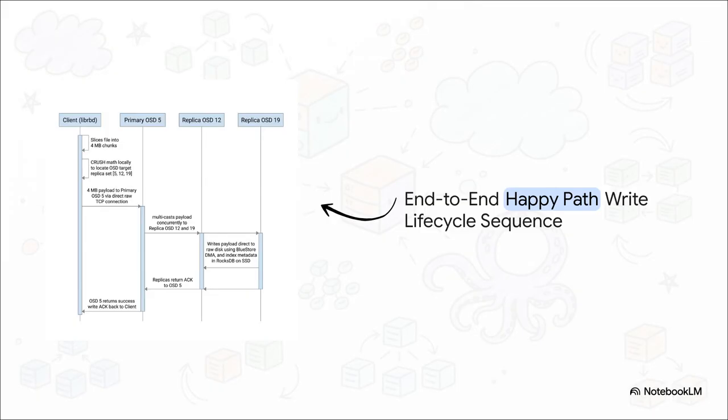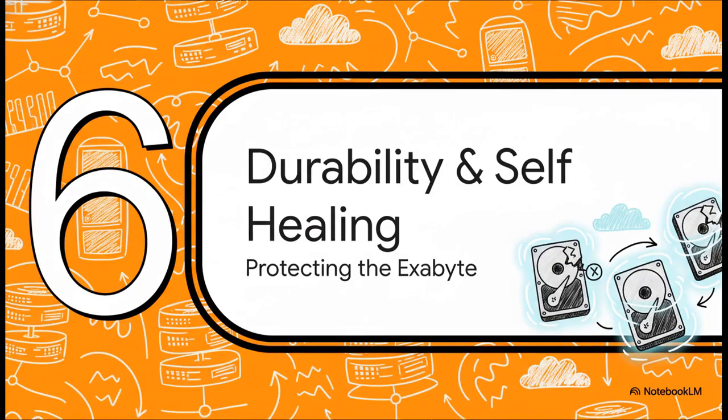To really lock in that end-to-end flow, keep in mind that the client runs the CRUSH math totally locally. There's no monitor lookup required at all. It targets its primary OSD and sends the payload via a direct raw TCP connection. The primary OSD then takes over the replication, multicasting to its replica OSDs. They write directly to raw disk, index in RocksDB, and return an acknowledgement. Once the primary gets the ACKs from the replicas, it confirms success back to the client. The control plane monitors are completely bypassed during this entire data transfer. It's just incredibly elegant.